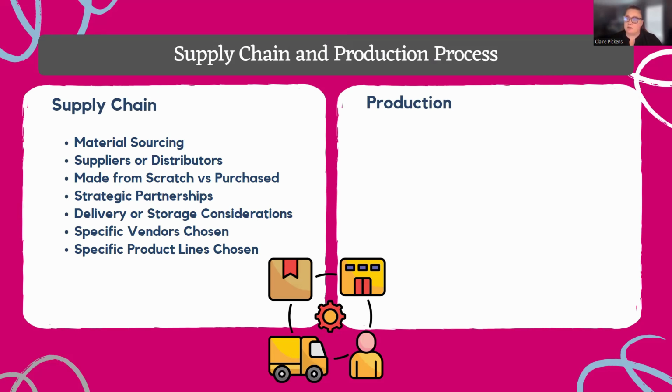The delivery or storage considerations of your products. Does anything need to be cold shipped or frozen on delivery? Any specific vendors that you've already chosen and any specific product lines you've already chosen and the rationale that goes behind that.